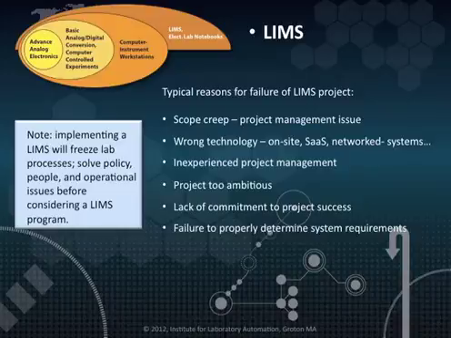The reasons for failures of LIMS projects are typical of most large-scale software projects. They include such things as scope creep, the constant changing of user requirements as people learn more about systems and what can be done, implementing the wrong technology, such as making assumptions about network systems or access to a product over the internet, for example. Those types of implementations might prevent needed interactions between instruments and database systems from occurring. Other factors include inexperienced project management, projects that are too ambitious, a lack of commitment to the project's success, and finally, but far from least, a failure to properly determine systems requirements before commitment to a product is made.